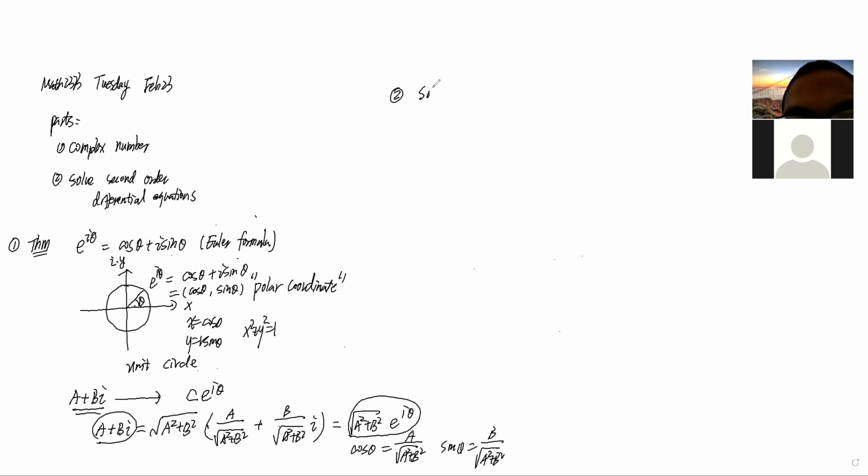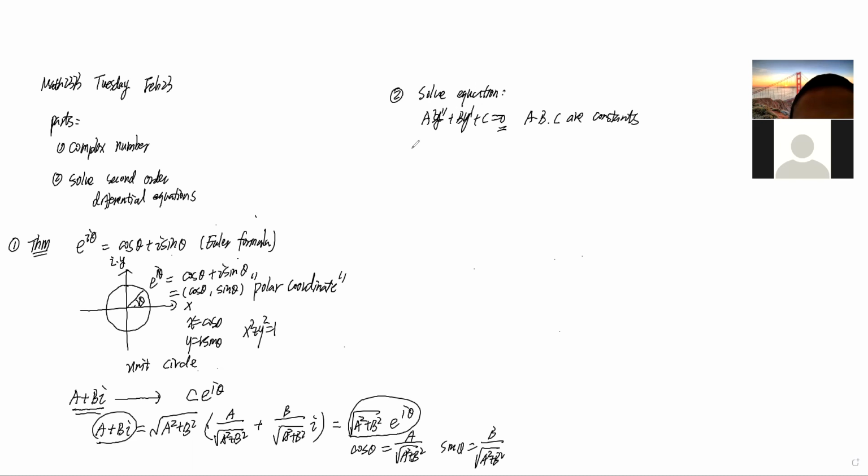So let's solve equations. I think last time I talked about the differential equation of second order like this: a y double prime plus b y prime plus c y is 0. Be careful, this is 0. a, b, c are constants. If they are not constants, we have not studied that in our class.